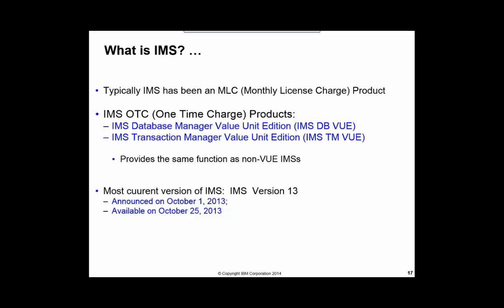The only reason IBM decided to provide these VUE options for IMS is to provide an alternative and attractive pricing option for new workloads. Workloads coming in, say, through mobile, or workloads dealing with analytics or big data workloads. And that's why they provided these VUE options of IMS so that customers could continue to use IMS with these new workloads. The most current version of IMS is IMS version 13.